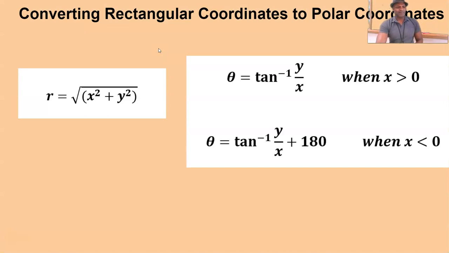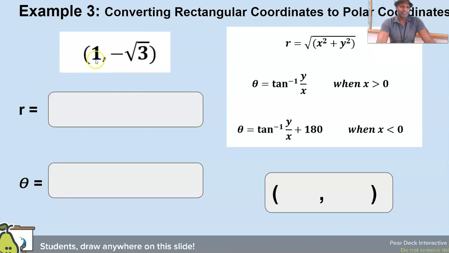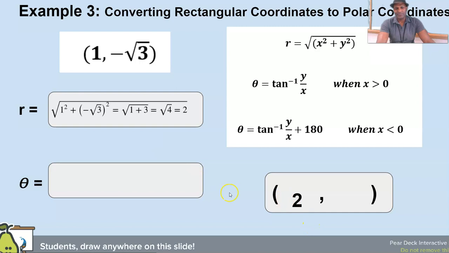Now let's look at how to convert rectangular coordinates to polar coordinates. Let's say you're given the rectangular coordinate (1, negative square root of 3). Use r equals the square root of x squared plus y squared. If you do that, 1 squared is 1. The negative square root of 3 squared is just 3. 1 plus 3 is 4. The square root of 4 is 2. So that tells us what r is: 2.